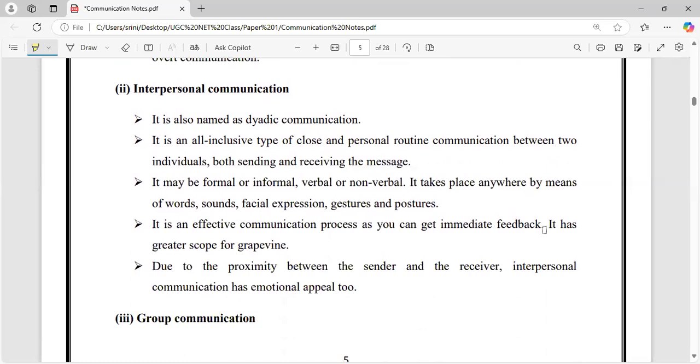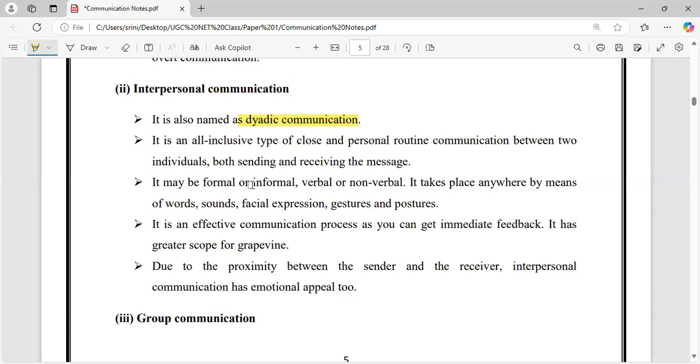Then interpersonal communication, also known as dyadic communication. It is an all-inclusive type of close and personal routine communication between two individuals, both sending and receiving the message. It may be formal, informal, verbal, non-verbal. It takes place anywhere by means of words, sound, facial expression, gestures, and postures. How I am postured here, how I am standing, like tying my hands, like that. It is an effective communication process as you can get immediate feedback.